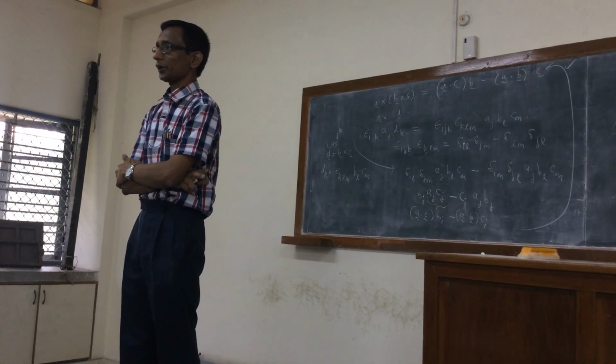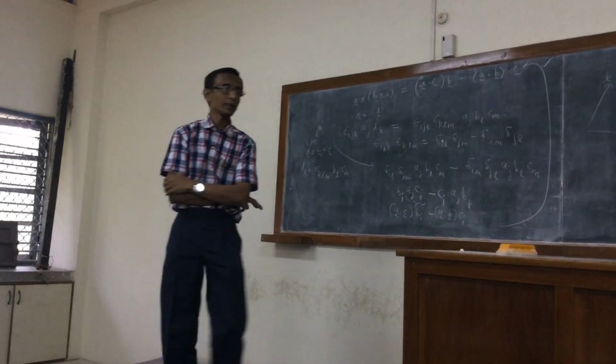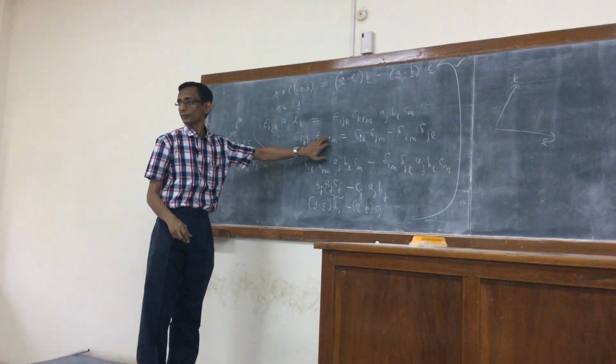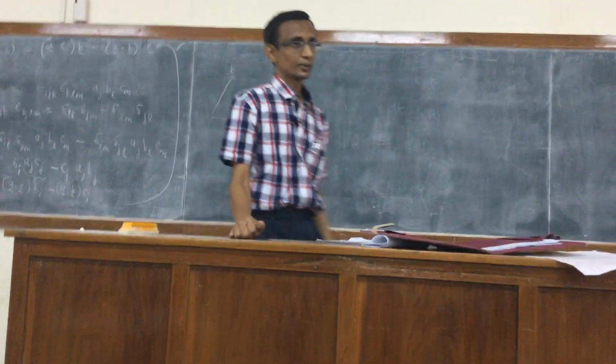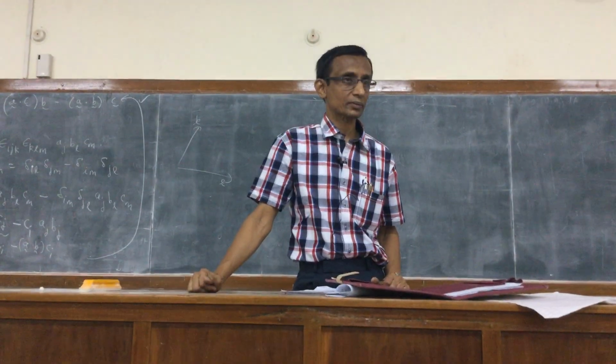Right? So the critical point here is being able to use this identity. That's the main purpose of giving this. It simplifies considerably.